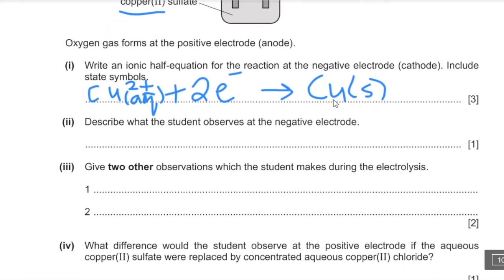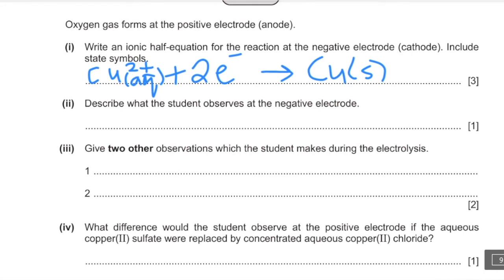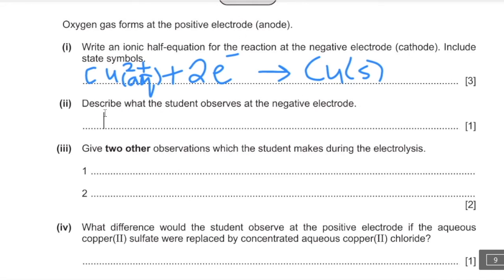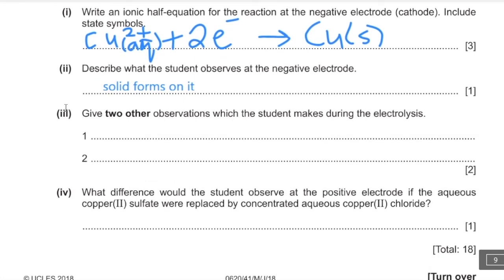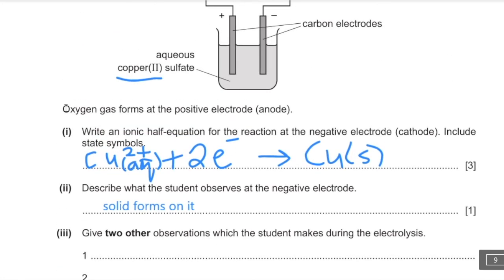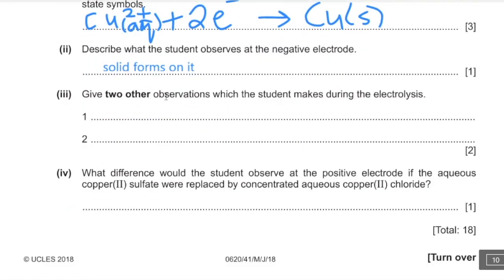The negative electrode has copper ions depositing on itself and copper metal forming, which is a solid. So a solid forms on it. 3. Give two other observations which the student makes during the electrolysis. Since the solution has copper sulfate, it would initially be blue, which is due to copper 2+ ions. But as the reaction proceeds, these ions get converted to copper metal, and that means the ions no longer remain, due to which the blue color of the solution fades. So that is going to be one of the observations.